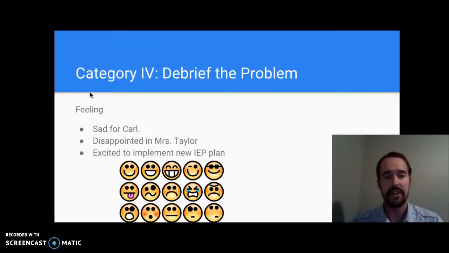As I was looking at this case study, some things I was feeling included sadness for Carl. Anytime you hear about a student who is working through their parents getting divorced, I think is heartbreaking. I know that's a lot of change for the student.